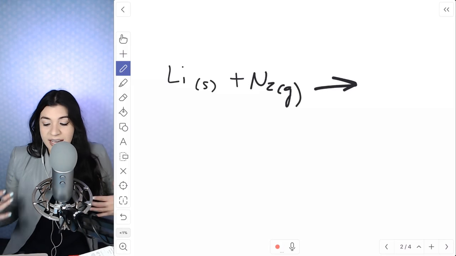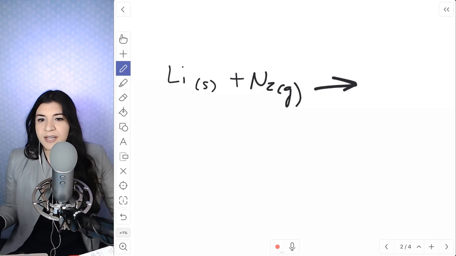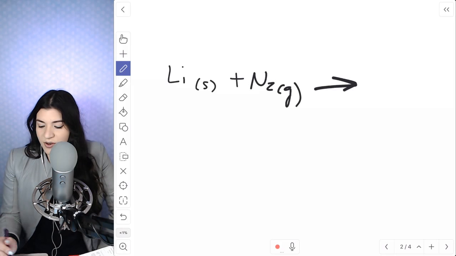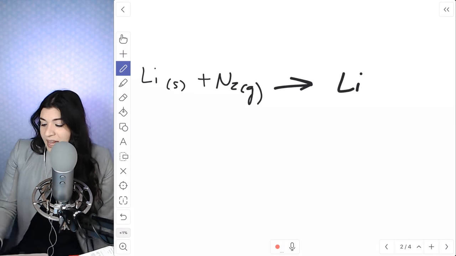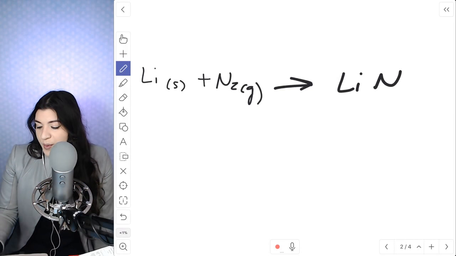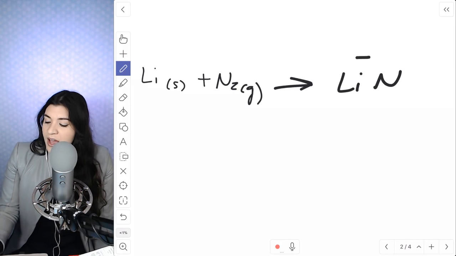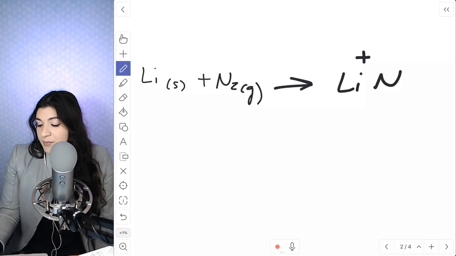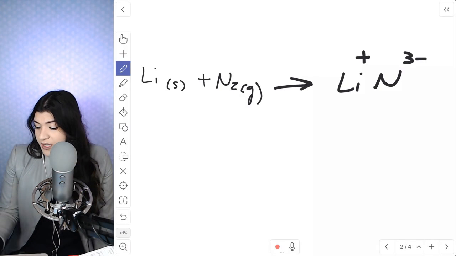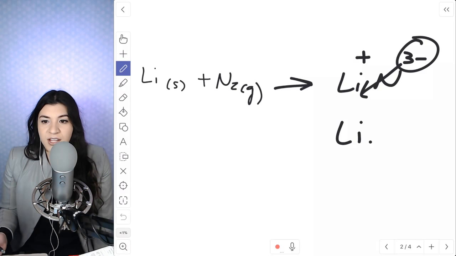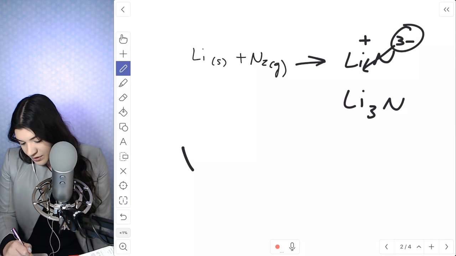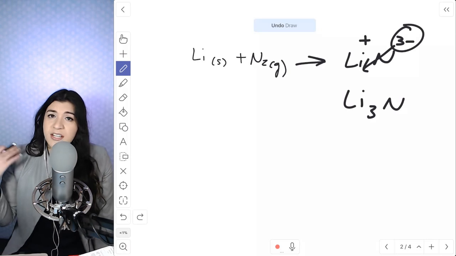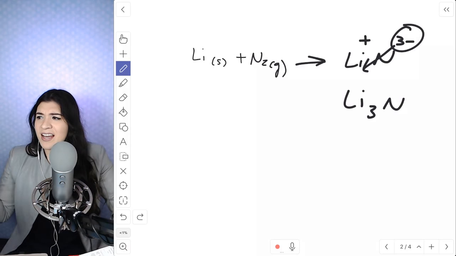Now, the next thing is this is going to form something known as lithium nitride. So lithium and nitrogen will combine, and then we have to balance out our charges. Remember that lithium has a +1 charge, while nitrogen has a 3- charge, so we have to balance that out. We're going to move that 3 down, and that's what it would look like if we balance this out. And lastly, we do have to balance out this overall equation, and then I'll show you oxidation numbers and the different half reactions of this.